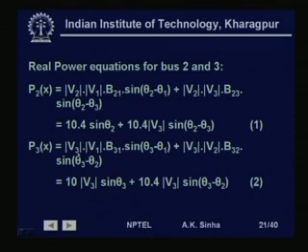Similarly, for P 3 we can write the equation, and we get this as v 3 v 1 b 3 1 sin (theta 3 minus theta 1) plus v 3 v 2 b 3 2 sin (theta 3 minus theta 2). So, this comes out to be 10 v 3 sin theta 3 plus 10 v 3 sin (theta 3 minus theta 2).